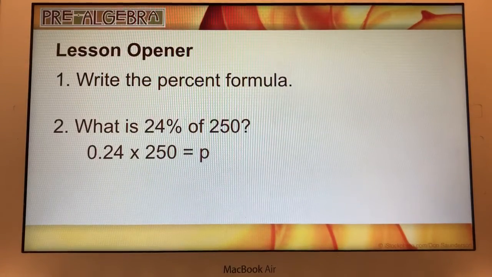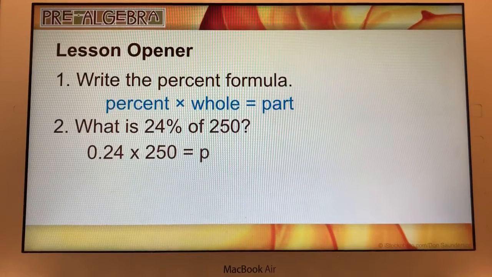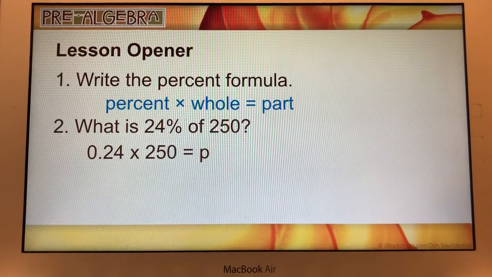First of all, let's go ahead and review a little bit the percent formula. What is the percent formula? If you recall, that is percent times whole equals part. And then let's take a look at an example here.